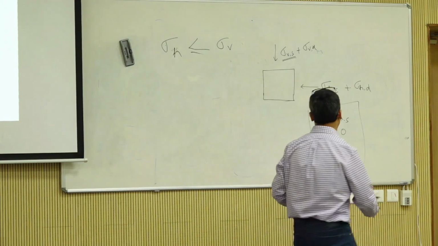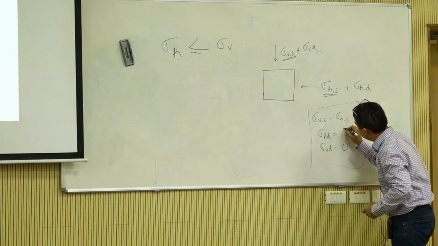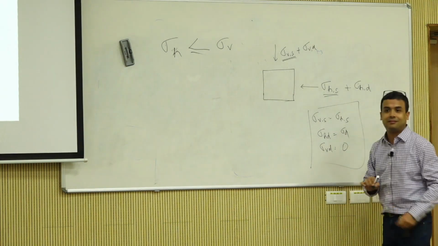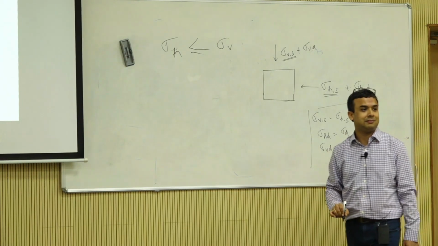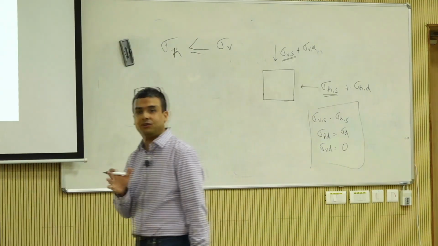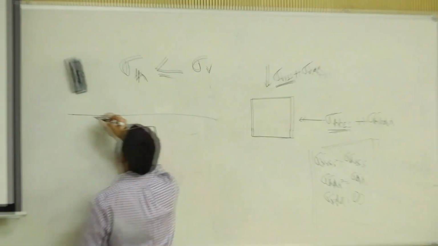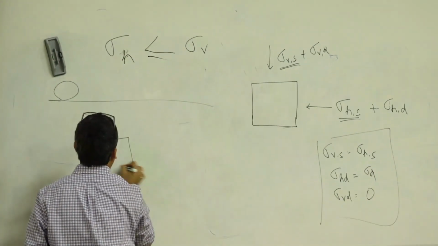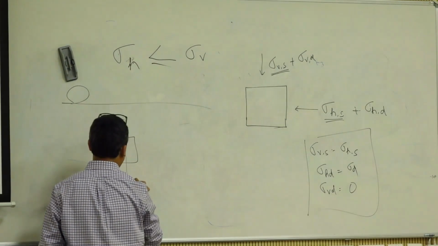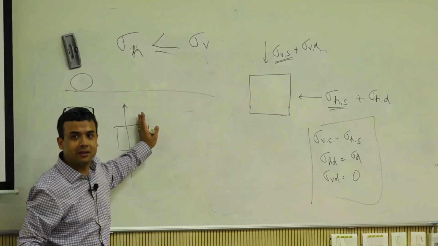I can set sigma Vd equal to 0, and I can pulse this thing in the horizontal direction, right? Why is this important, folks? What did I say? When the wheel moves, what happens to the principal strain's direction? It moves, what happens?